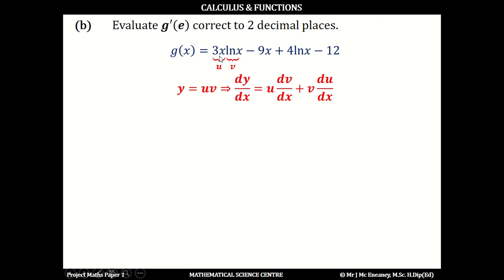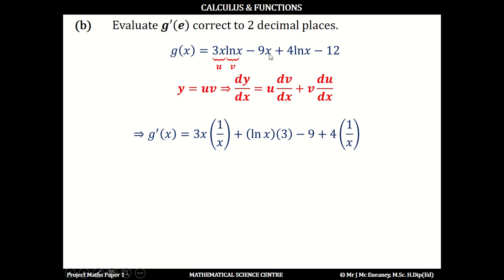So the first is 3x. If you differentiate the second, so if you differentiate the ln of x, this is 1 over x. And then doing that the other way around, the second is the ln of x times, and if you differentiate 3x, that just gives 3. So you can see we've got 3x by 1 over x plus the ln of x by 3.